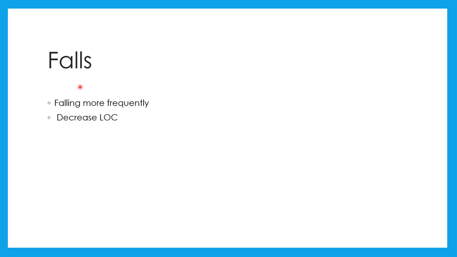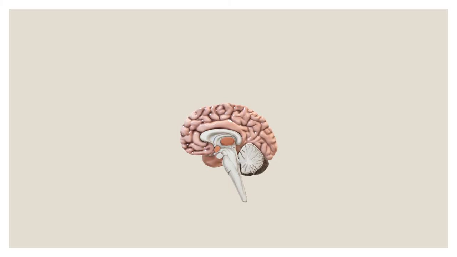Frequent falls. Particularly in the elderly, they fall more frequently because there's decreased level of consciousness. It's not their fault. They need our help. Now, I decided to put the image of the brain here because we talk about decreased level of consciousness. You see, you could see the number of images I put up now. The brain, the heart, the lungs, the liver.